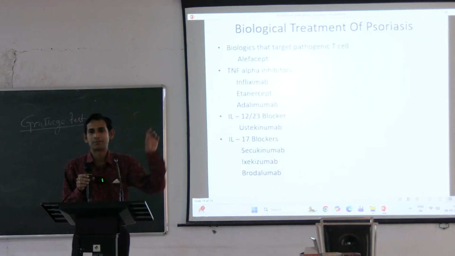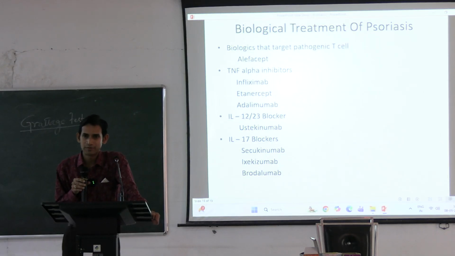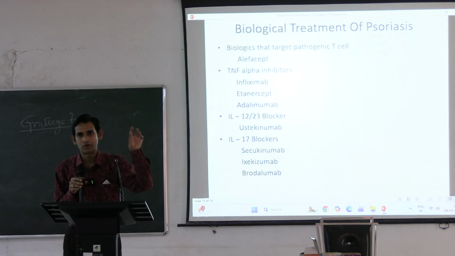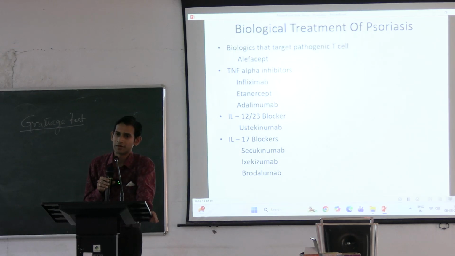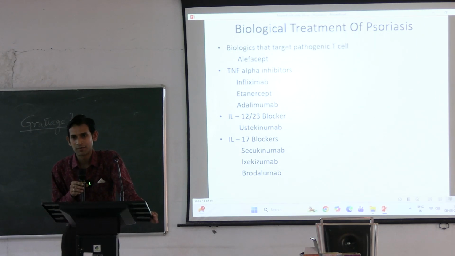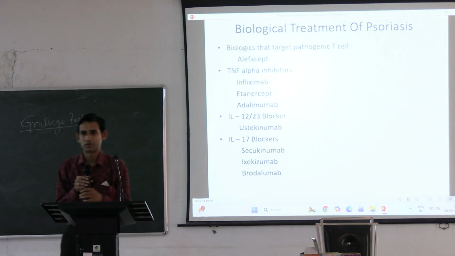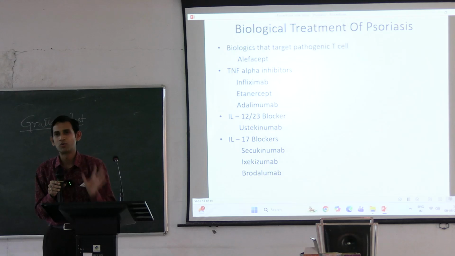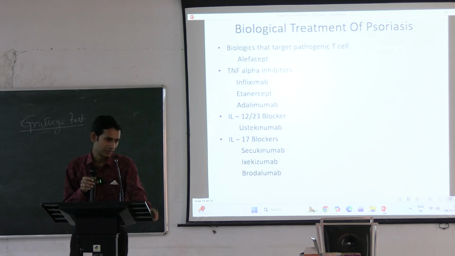Biologics which affect the pathogenic T cell, that is alefacept, and TNF alpha inhibitors. As you know, TNF alpha plays a very important role in the pathogenesis of the disease. So, TNF alpha inhibitors like infliximab, etanercept, adalimumab; interleukin 12-23 inhibitor, that is ustekinumab; interleukin 17 inhibitor, that is secukinumab, brodalumab and ixekizumab. These are biologics used in the treatment of psoriasis. You can remember just one or two names, infliximab and etanercept, that is sufficient.